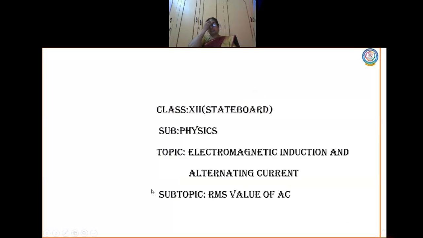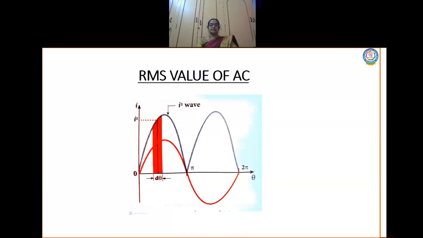So today's topic, the lesson name, is Electromagnetic Induction and Alternating Current. We are going to start with the RMS value of AC. So what is the RMS value of AC? RMS is nothing but root mean square value of AC. This is one method of finding the magnitude of the alternating current. So let us first learn the definition of the RMS value of AC.